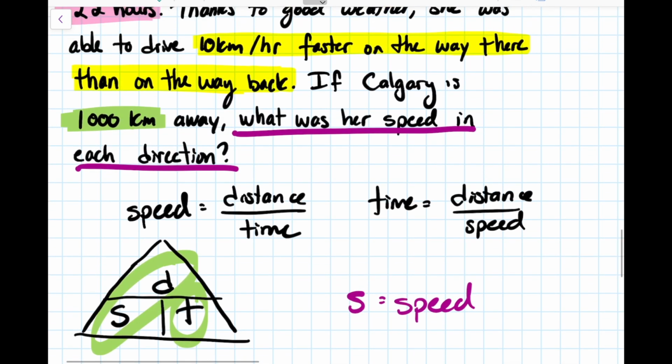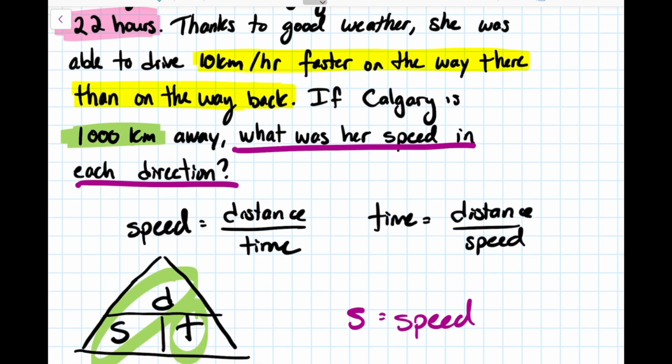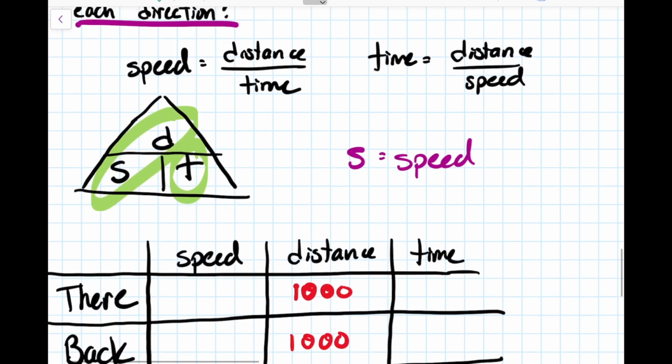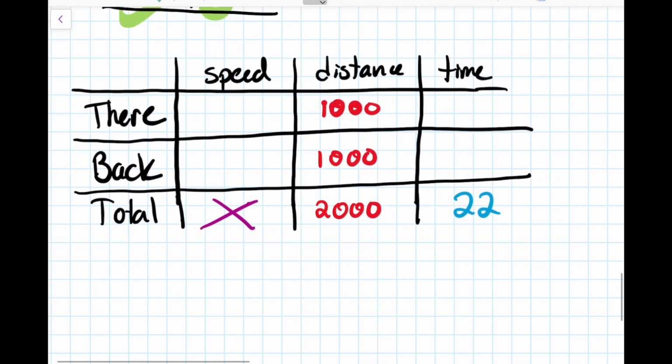But we also have to take into account that bit about the weather. So she drove faster by 10 kilometers per hour on the way there than she did on the way back. So we can't just say these are both s, because she didn't go the same speed in each direction. So if she went 10 kilometers per hour faster on the way there, then the best way to handle that would be to do s plus 10 on the way there. So we're not going to use different variables. We're just going to adjust one of the variables to fit with what we have.